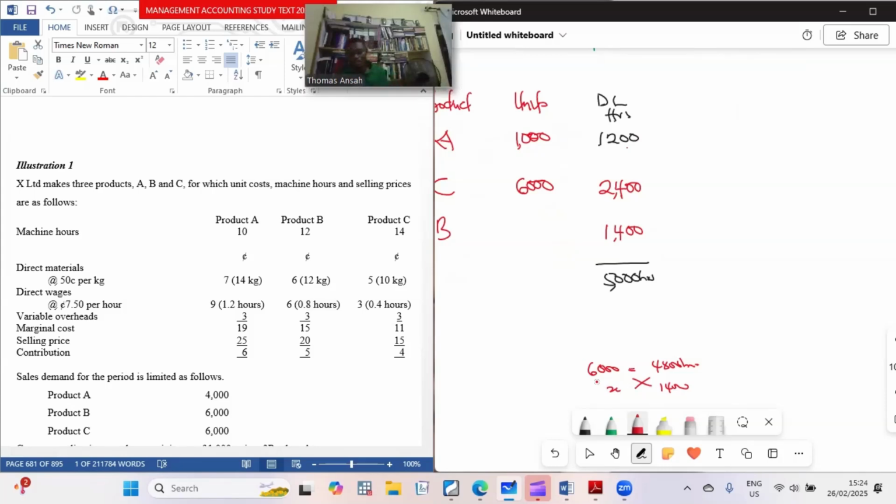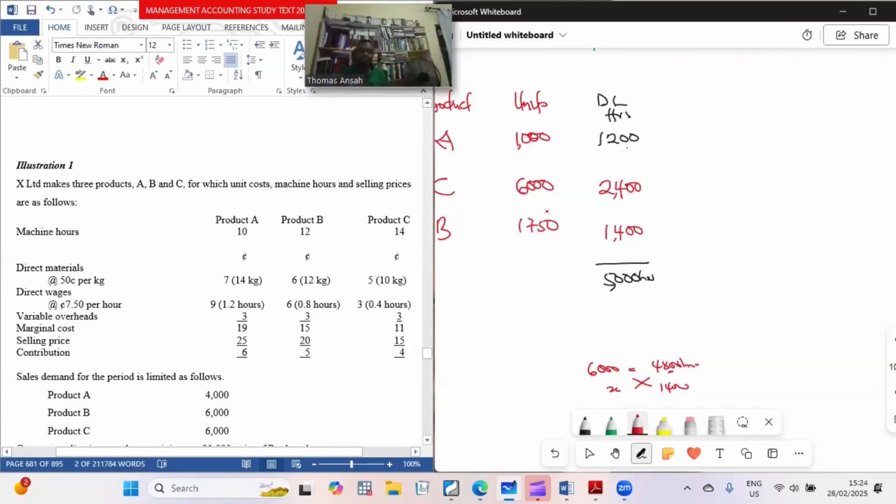If every 0.8 hours you can produce one, then how many can you produce out of this? We are looking at product B. So what do we have? That means that we can produce only 1,750. Basically, that is that.